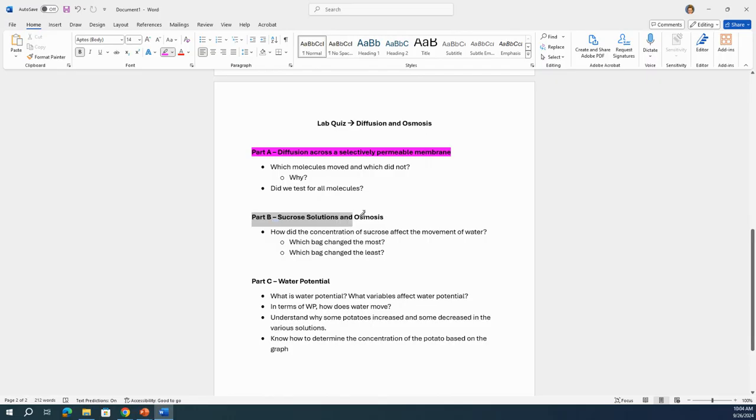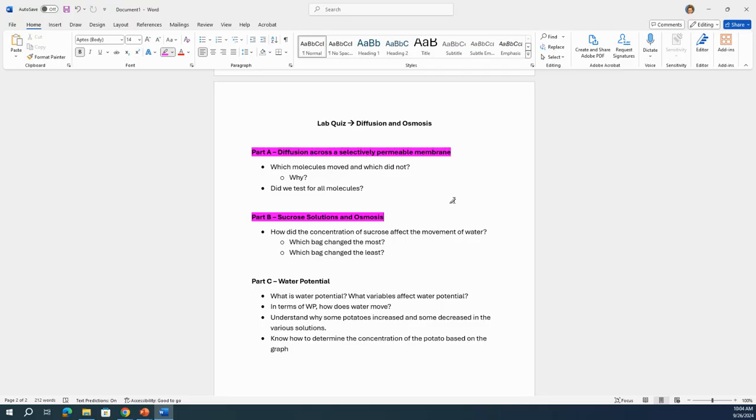In part B, we had different sucrose solutions, and we narrowed it down to 4, but essentially you had sucrose solutions, and sucrose is a disaccharide, so it's a little bit bigger of a sugar than glucose. But sucrose solutions varied from 0 all the way up to 1 molar. And so we had a 0.2 molar, a 0.6 molar, and a 1.0 molar. And then you had just plain old distilled water, which had 0 molarity of sucrose.